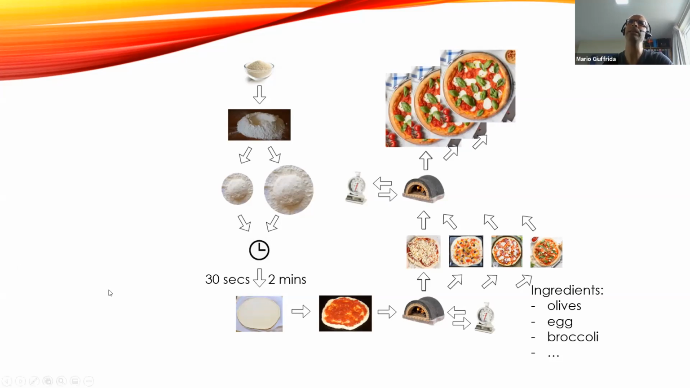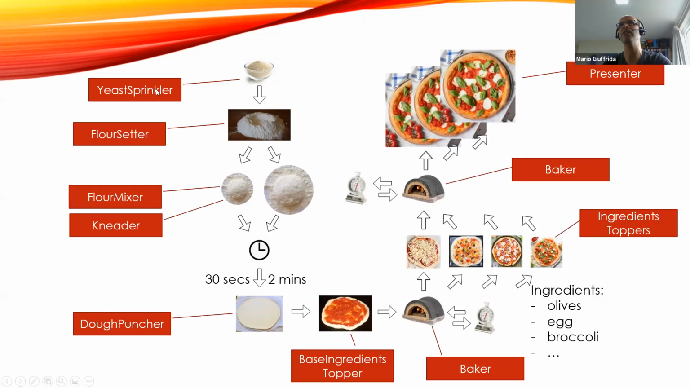But now, let me ask you to make a little effort here. What are those steps in the pizza making process? For example, here we have the yeast sprinkler. Those steps are like the flour setter. So if we name those steps, they are really functions. We can see every single step of the pizza making as really a function, as a state, and as a function that is run in that state.